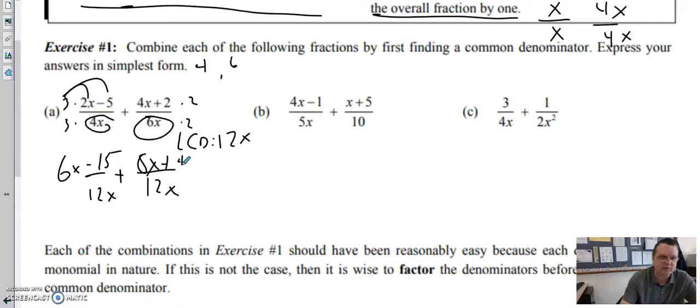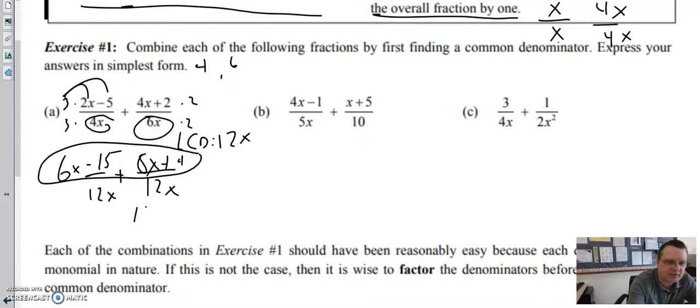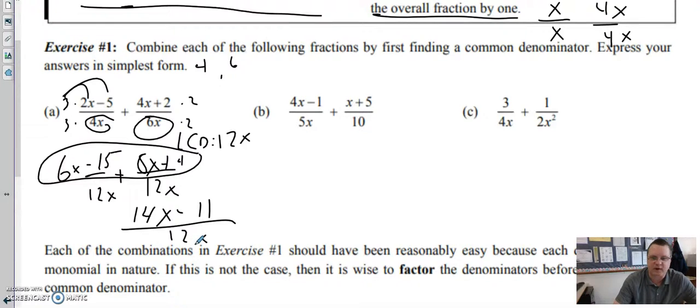Now it's just addition. So you just combine these like terms. So we have 6x plus 8x is 14x. Negative 15 plus 4 is minus 11, all over 12x. And that's as far as you can go.